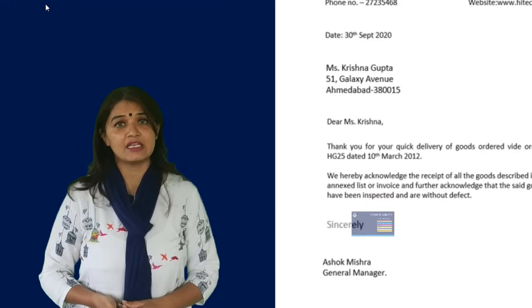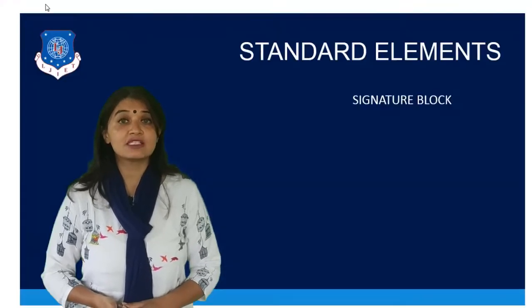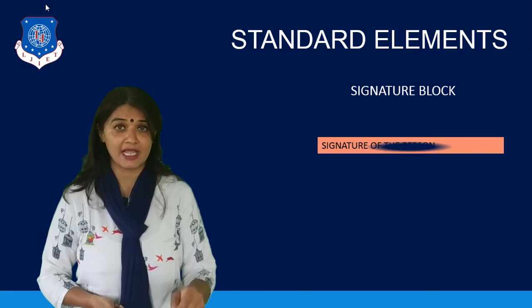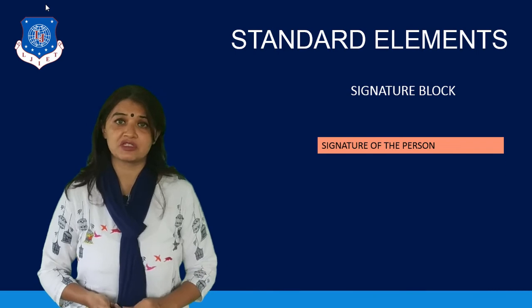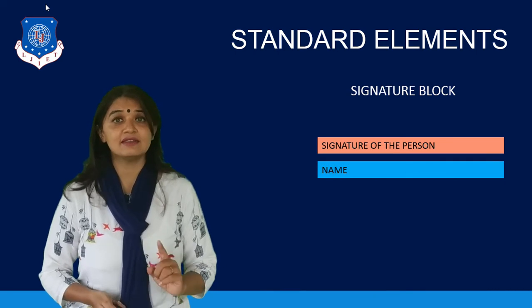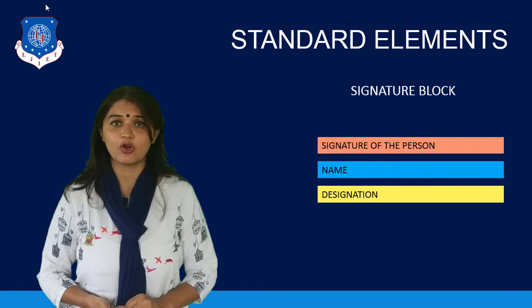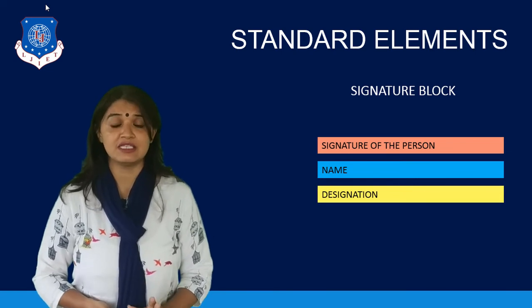Now the last element of the business letter is the signature block. So the signature block has the signature of the person who has written the letter or who has authorized the letter. Then after the signature, the name of the person who has signed it and the designation of the person who has signed it. So that is called the signature block. So these are the standard elements that we have seen till now.